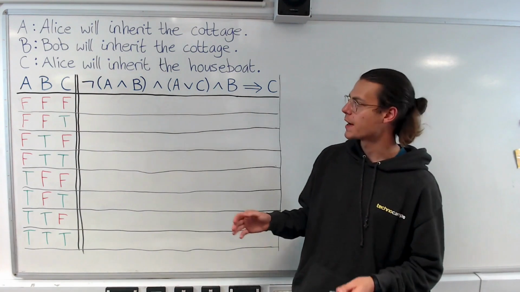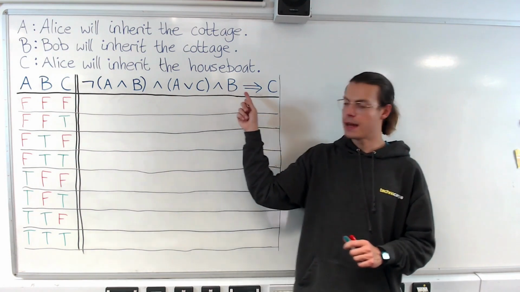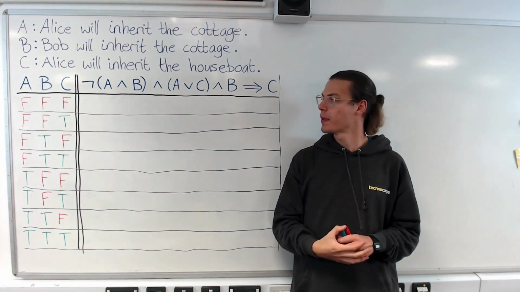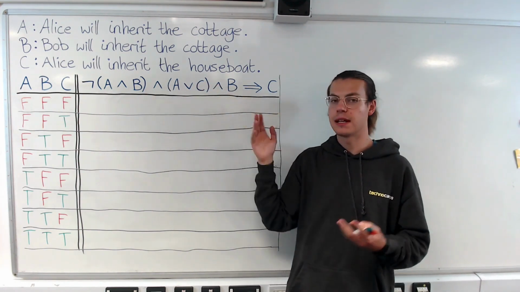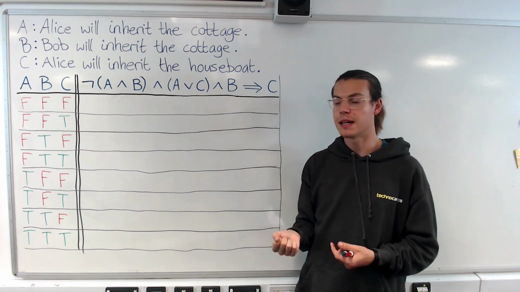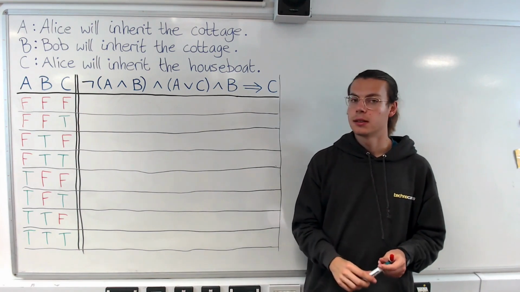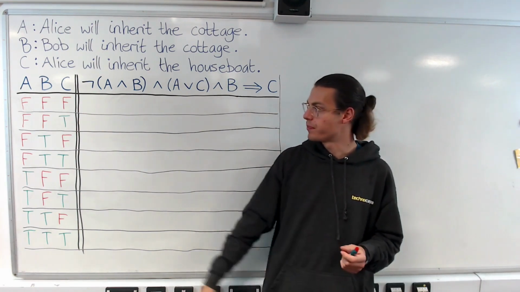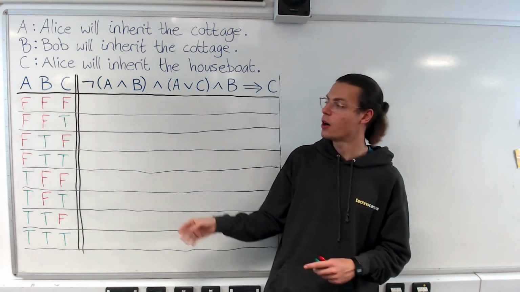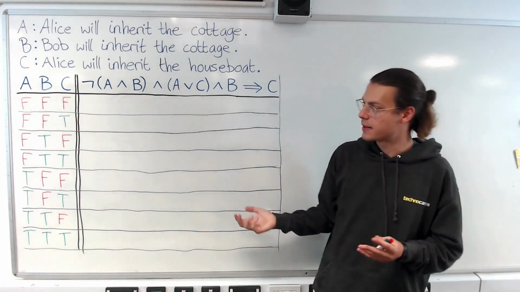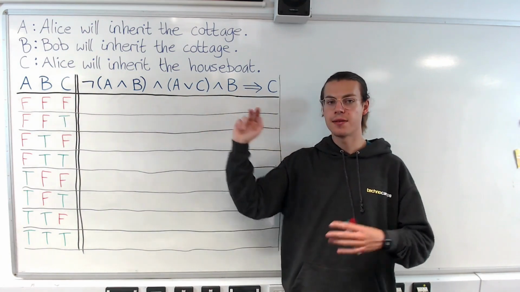Again, the statement we're looking at here is the conjunction of the three premises implies the conclusion. Now, if this is always true, that is, if this statement is a tautology, then the argument is valid. Otherwise, the argument is invalid. So let's start to evaluate this truth table. Now, the first thing I did was write down every combination of truth values of our three variables. Now, the next thing to do is to copy these values wherever the variables appear in the formula.